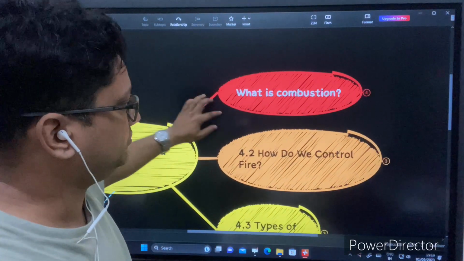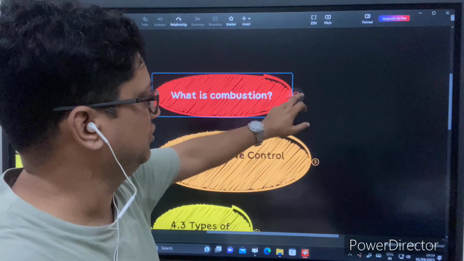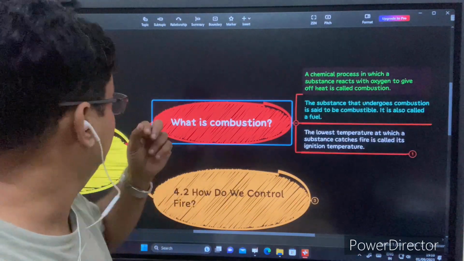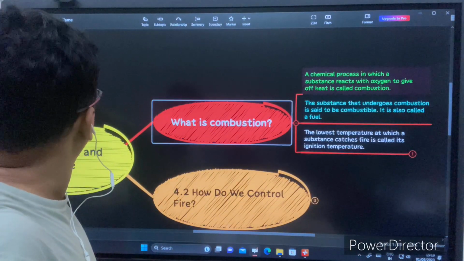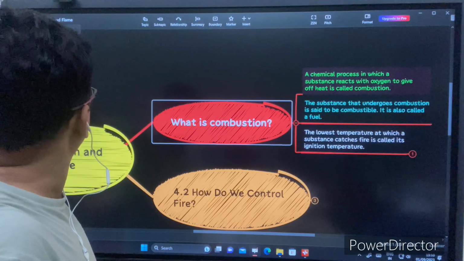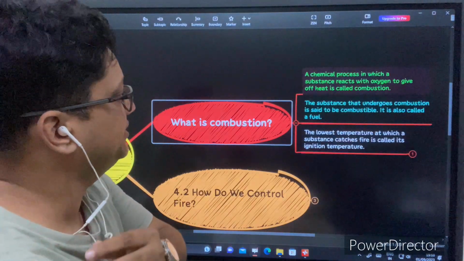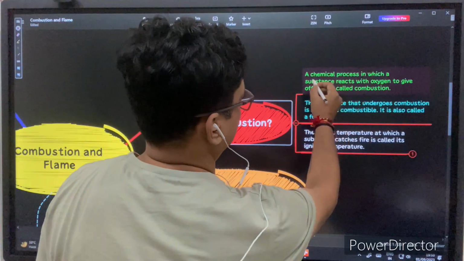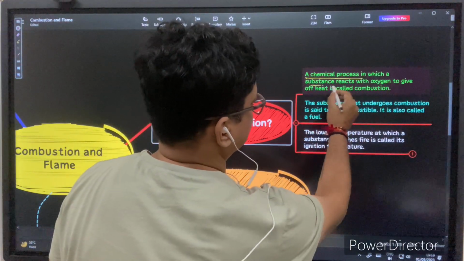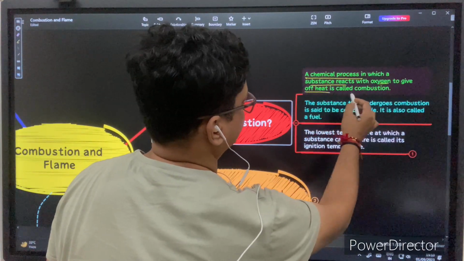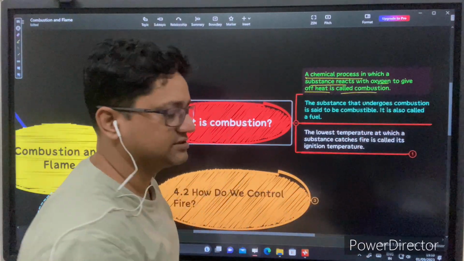Basically combustion is a process. Combustion is a chemical process in which a substance reacts with oxygen to give off heat, and the process is called combustion.